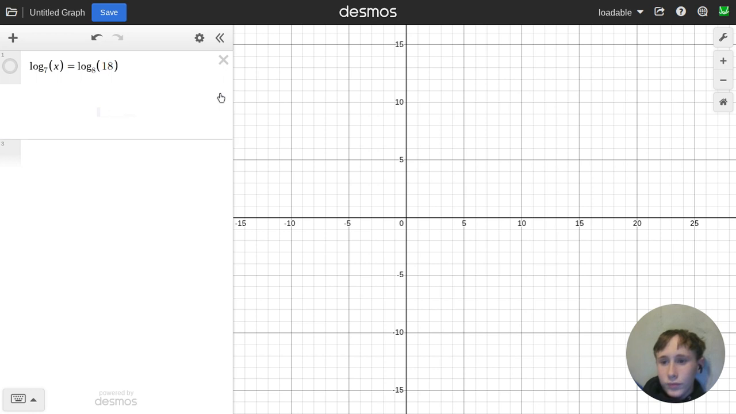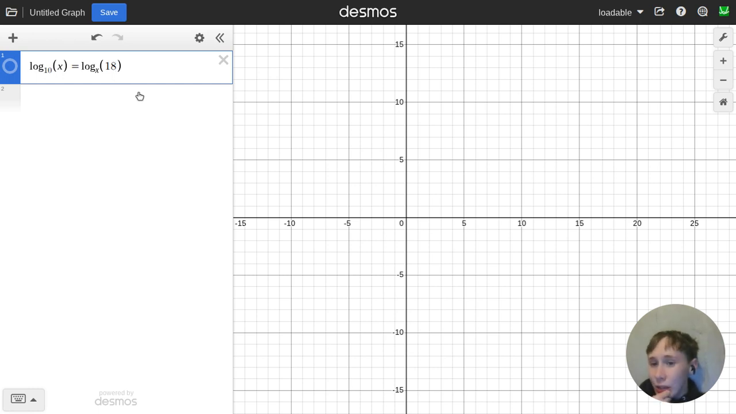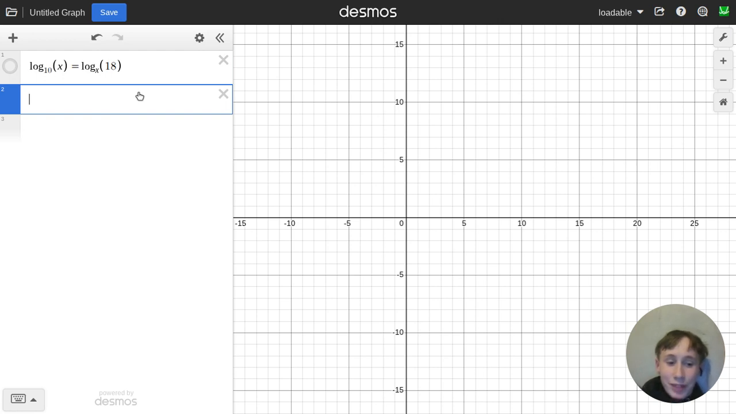So something like, what else should I do? Let's say log base 10 of x equals log base x of 18. That'd be interesting. Let's do that. I've never done a problem like this, so I'm just going to need to go through this and test the things that we tried on the last one. So let's go and do that.